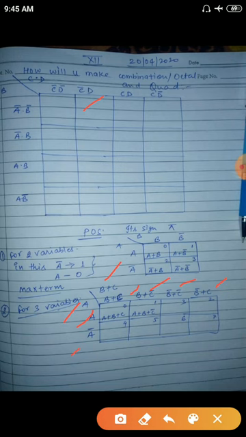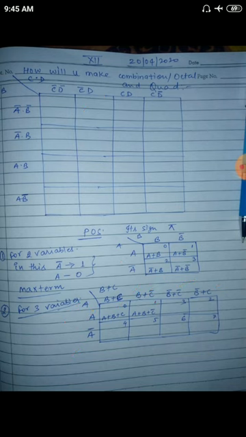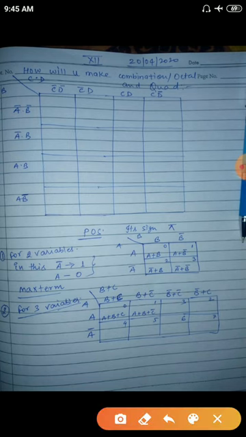Okay, and the value of boxes: 0, 1, 2, 3, no change, 4, 5, 7, 6, isme koi change nahi hoga. Okay, but how will you put the values of variables? Look here, A plus B plus C. Here you will write A plus B, in SOP A dot B, na, but here you will write A plus B plus C. Second one, A from this side and A plus B plus C bar from this side. So A plus B plus C bar here, you will do this one. All these values you will put. So this is for the three variables.